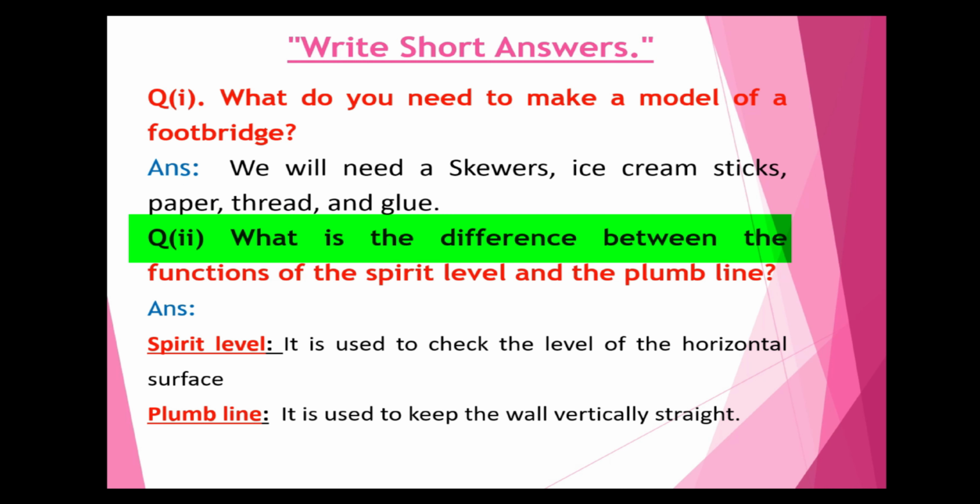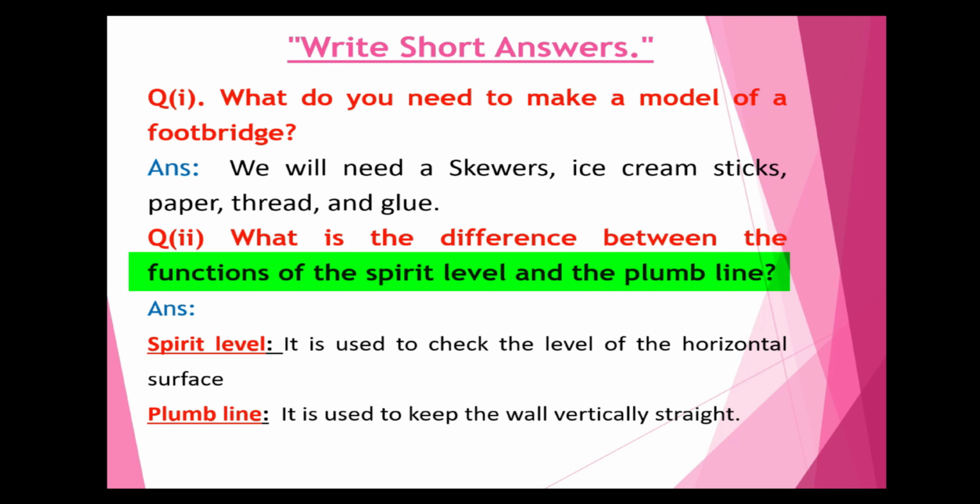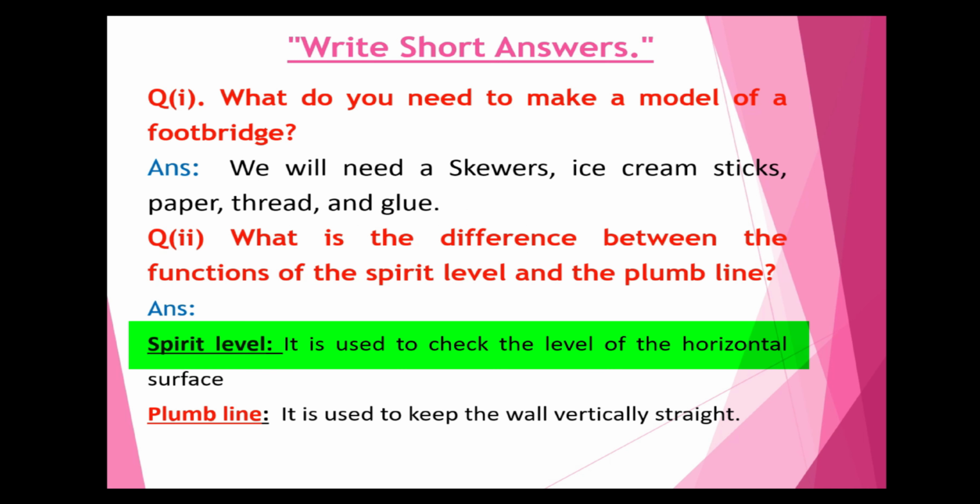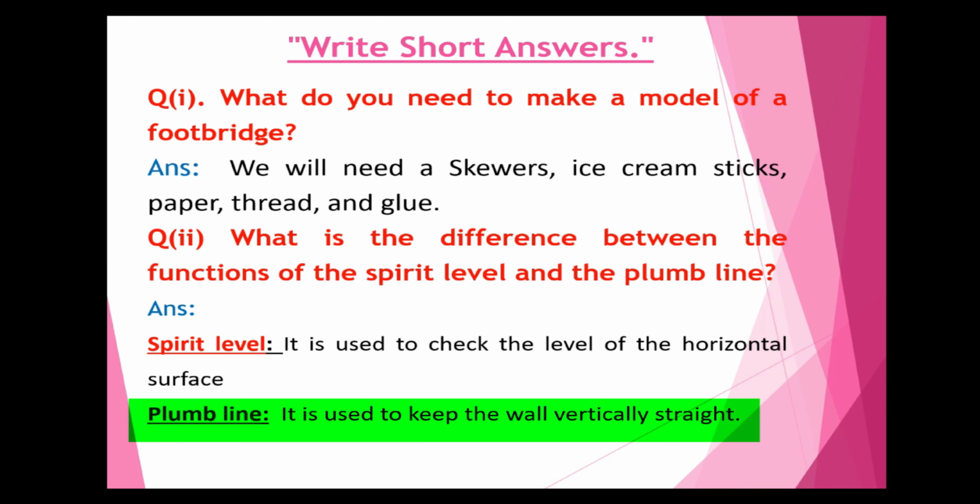Question number 2. What is the difference between the functions of the spirit level and the plumb line? Answer. Spirit level. It is used to check the level of the horizontal surface. Plumb line. It is used to keep the wall vertically straight.